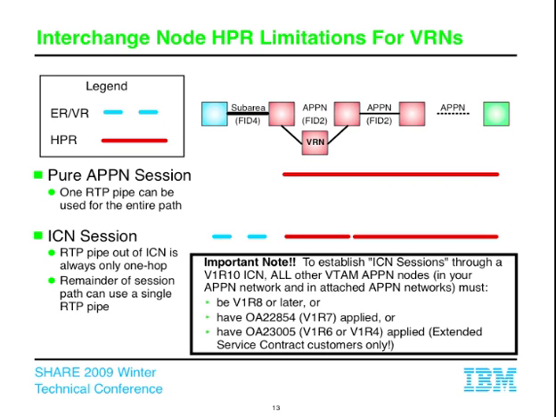I want to re-emphasize this important note that when you do interchange nodes with V1R10 and later, there is that coexistence issue that may require you to put additional APARs on previous releases and or install the new function APAR on V1R10 and later releases so that you can basically disable the HPR system function and eliminate the coexistence requirement.